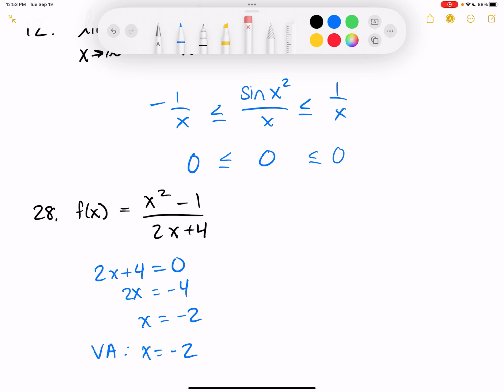Some trig functions have them as well. Tangent has one. Secant and cosecant have them. Cotangent might also. It's the dotted lines that go up and down.